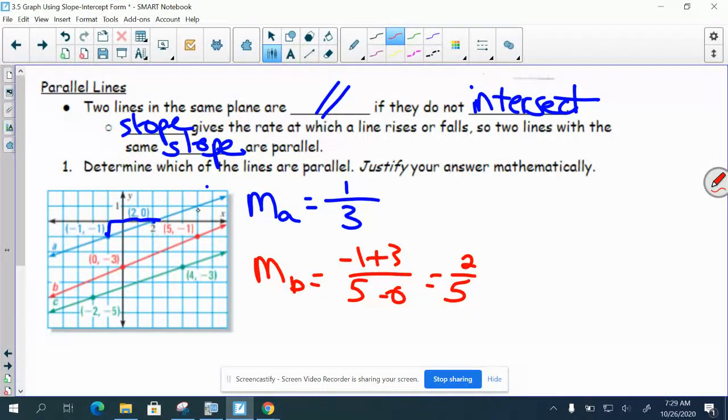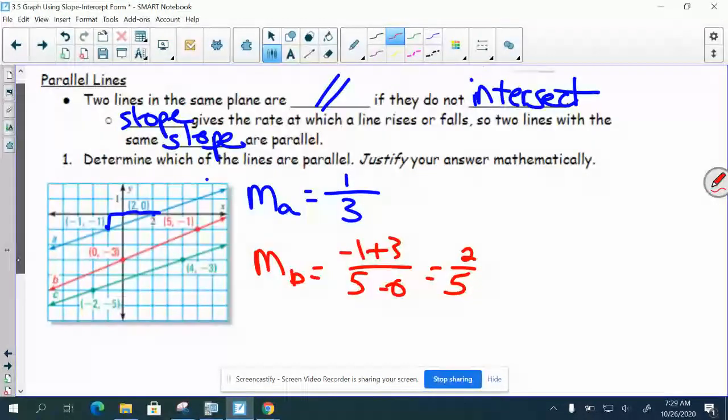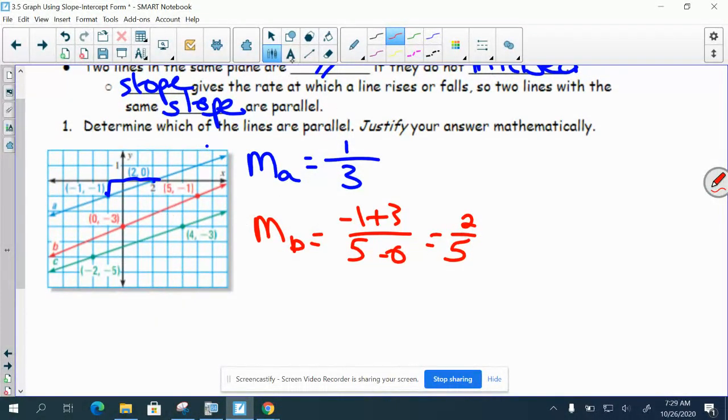Now notice that line A and B do really look parallel, but they're actually not because they don't have the same slope. So for this one, you can't say that they are parallel. Now, if you didn't do this, you might have said that A and B are parallel, but now you know that they're not. Okay, and then the slope of line C, I'm going to do rise over run again.